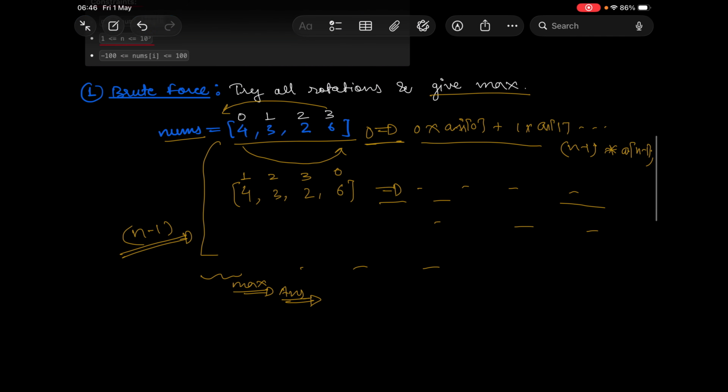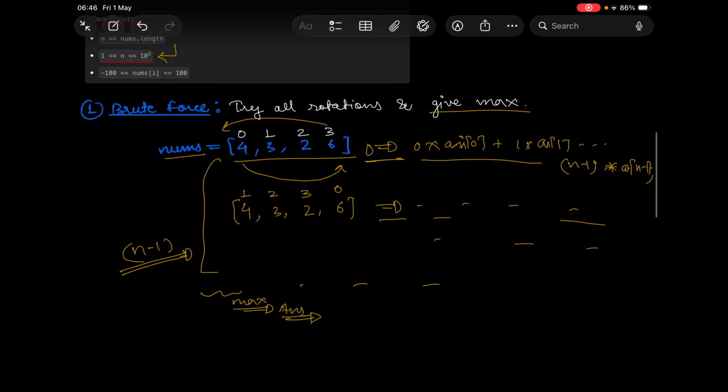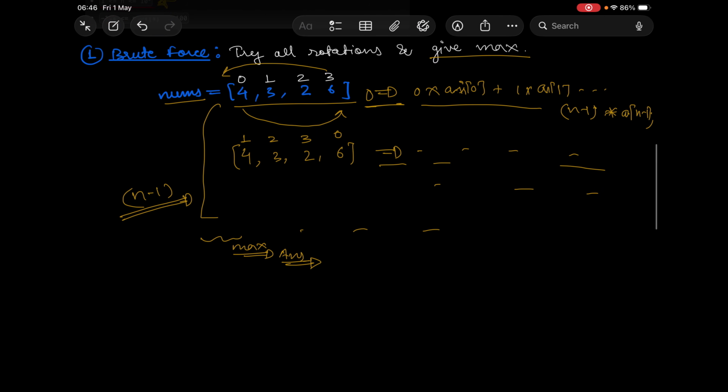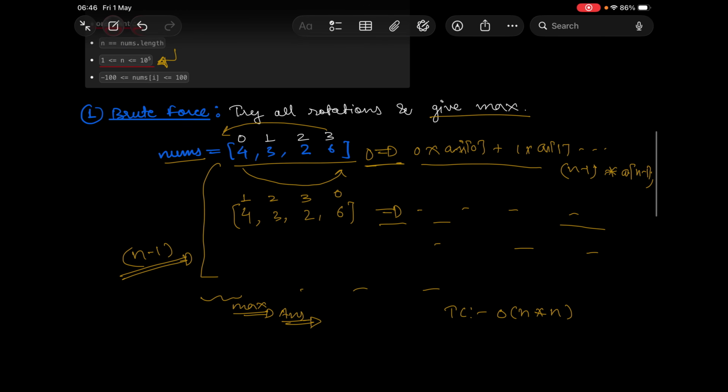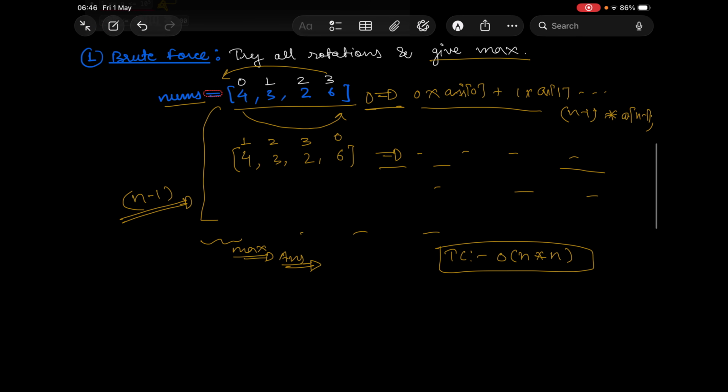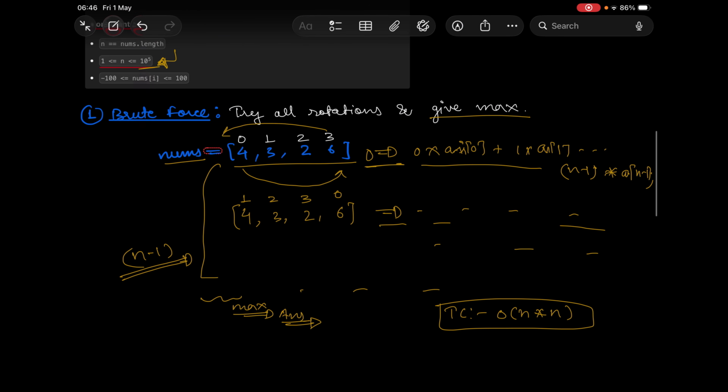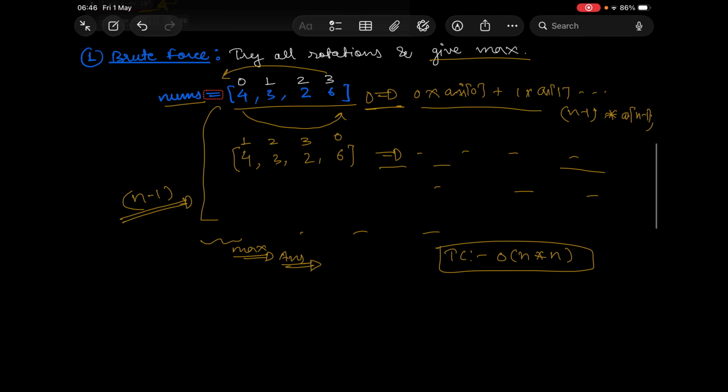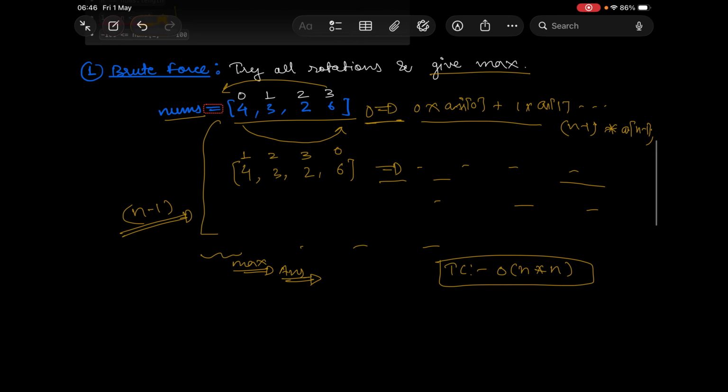If you see the constraint is 10 to the power 5, which means for each value we are going n minus 1 times. So time complexity for this approach would be O of n into n. But as per the constraint, this won't work. It's 10 to the power 5. That is why we have to come up with something within either O of n or n log n, something of that sort. So now let's discuss how we can solve this problem using math and dynamic programming.